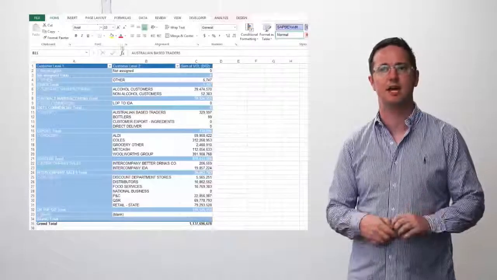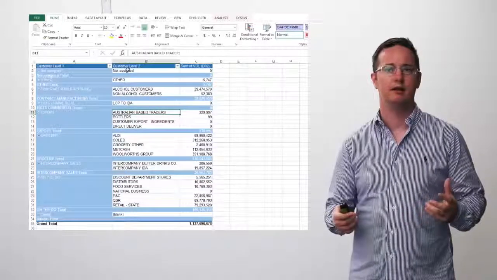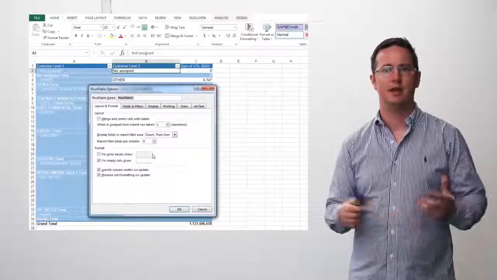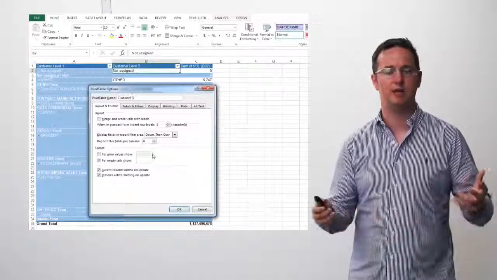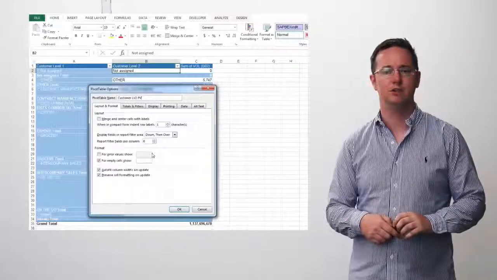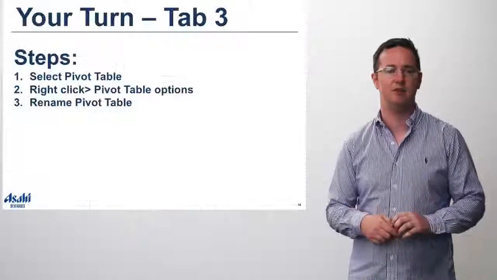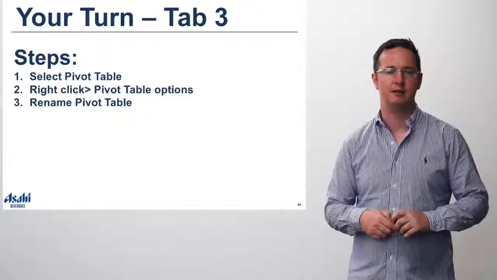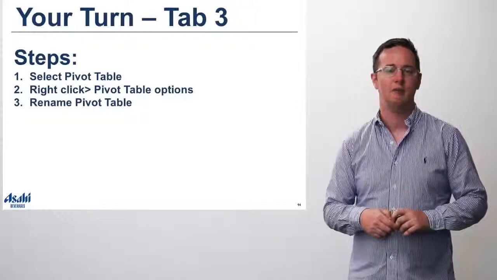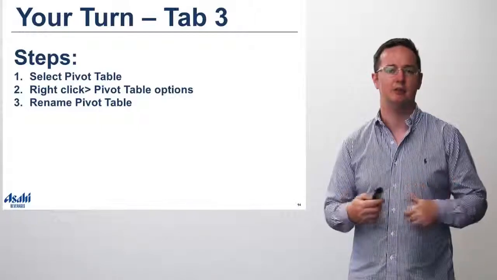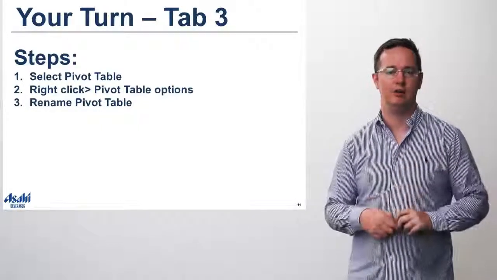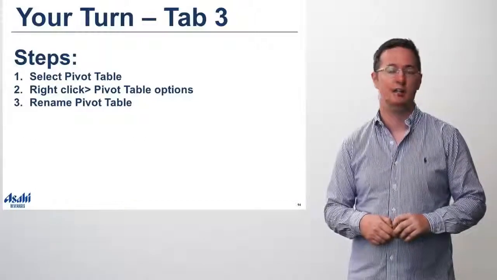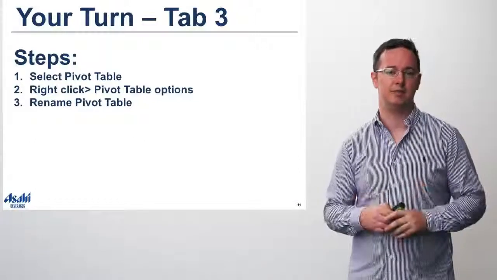So we select our pivot table and we right click and we're going to go to pivot table options. And then you can see at the top we can rename it. I'm going to rename this customer level 2, and that is how you rename the pivot table. As I said, later on we're going to see when we want to connect to pivot tables on different tabs, we want to identify them by name. So pivot table 1, 2 and 3 aren't really going to mean anything to us. So now it's your turn on tab 3 to rename a pivot table.